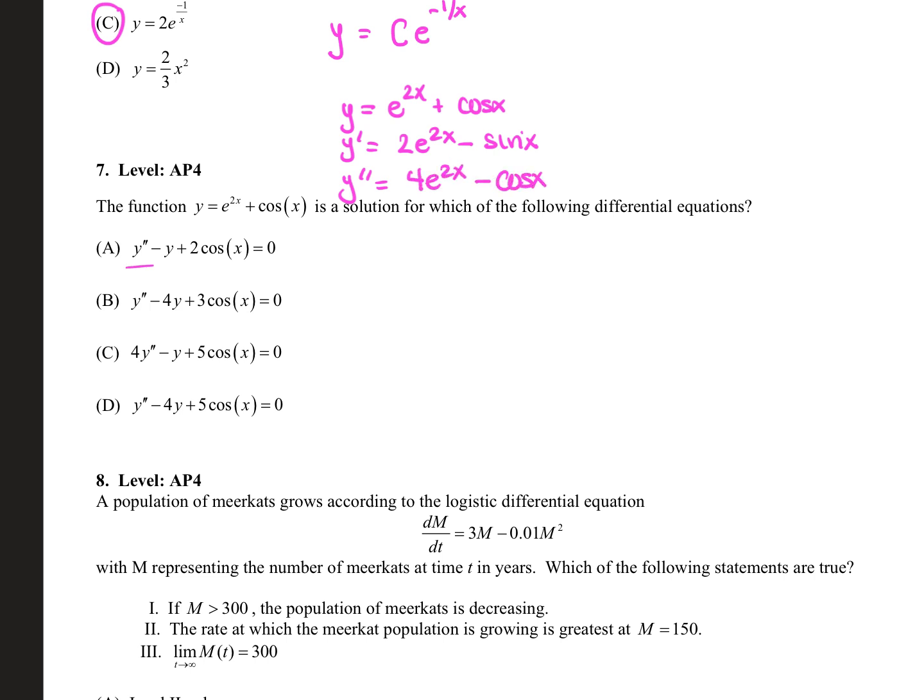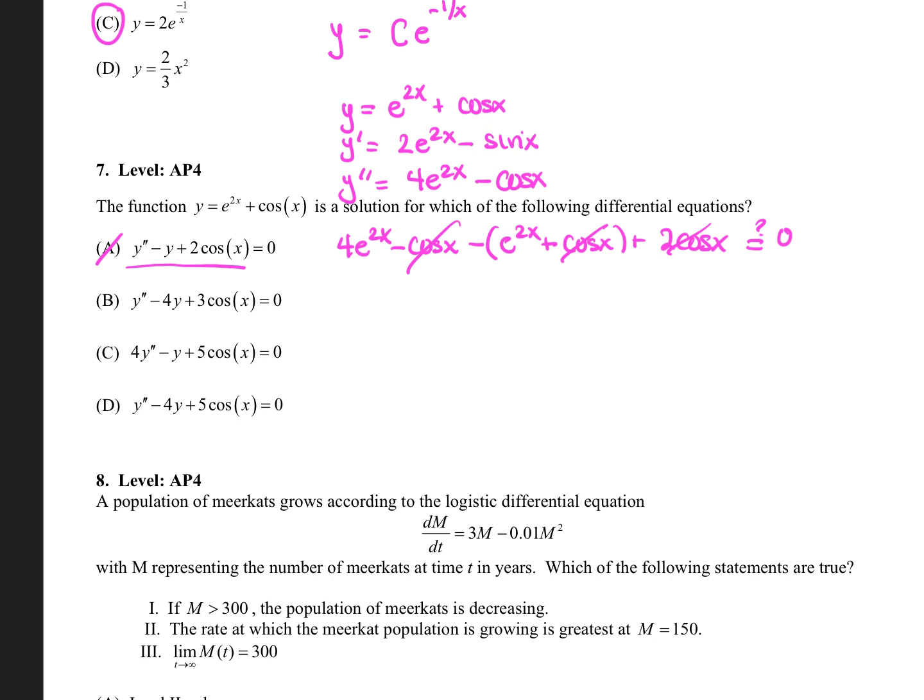So I'm going to try to plug it in here first. So that would say 4e to the 2x minus cosine x minus the y value plus 2 times cosine x. Is that equal to 0? Right here I've got cosine x minus cosine x, so this and this and this cancel, but 4e to the 2x minus e to the 2x is not going to cancel, so it's not A.